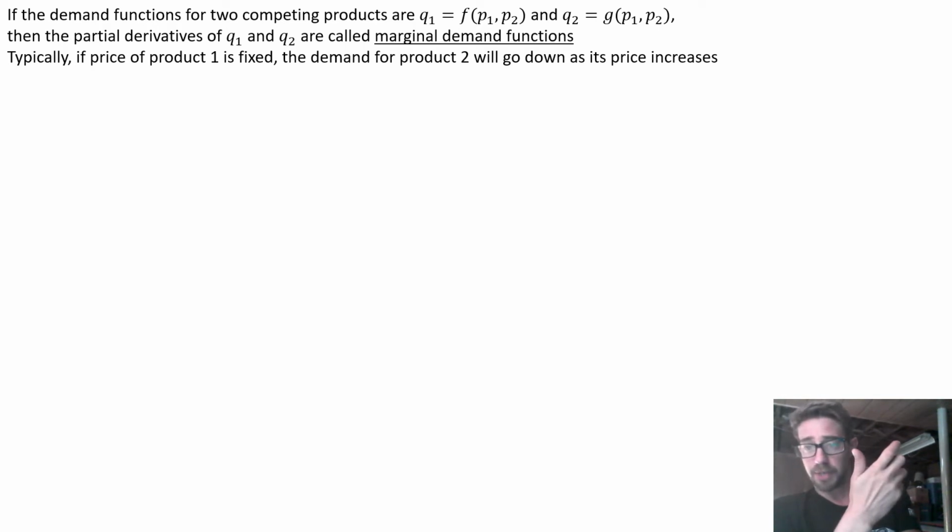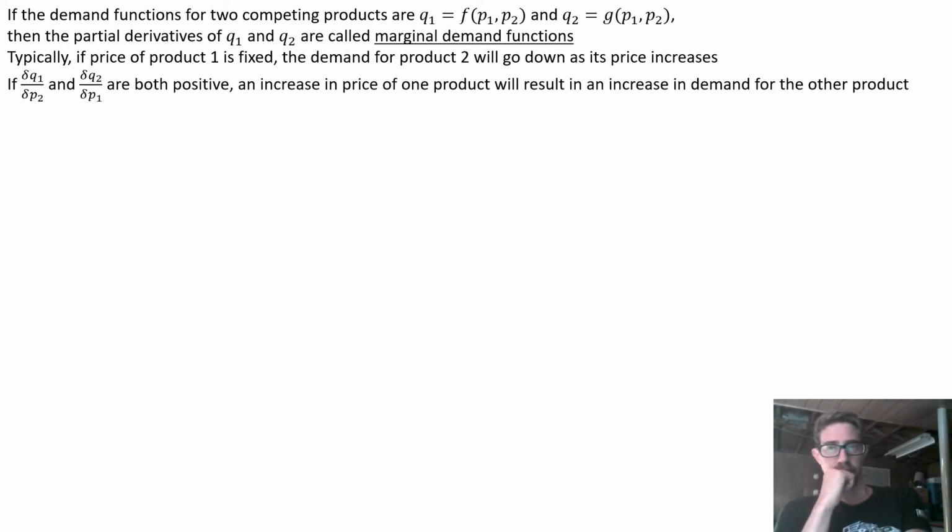Okay, so that's pretty simple, right? If two products are truly competitive and you just fix one price, and the other price goes up, then the demand for the other one will go down. And this is what we mean in a mathematical sense when we say two products are competitive. If the change in the demand for product 1 with respect to P2 is positive, and the change in the demand for product 2 with respect to product 1's price is also positive, that's just what we're saying in this scenario, that the products are competing. So an increase in price of one will result in an increase in demand for the other one.